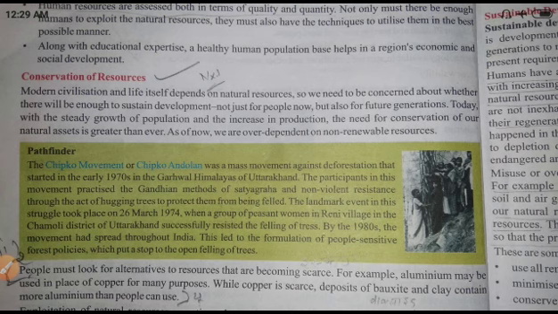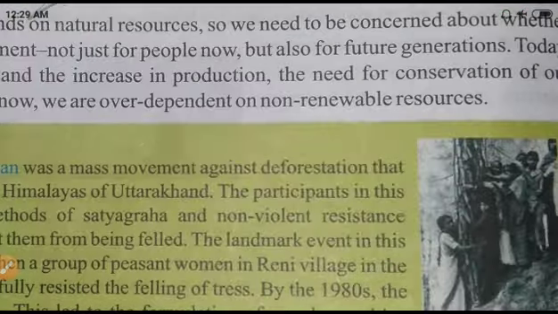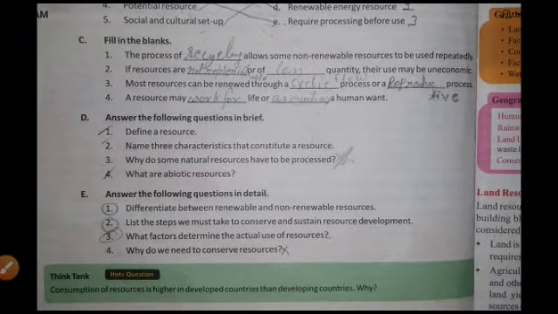So here is the process to complete all your exercise, and we have completed our questions and the fill in the blank section.